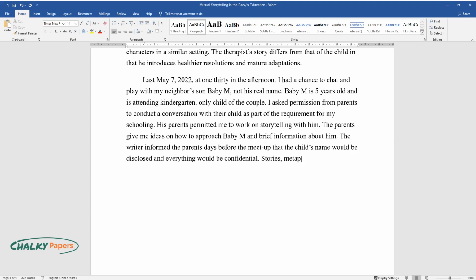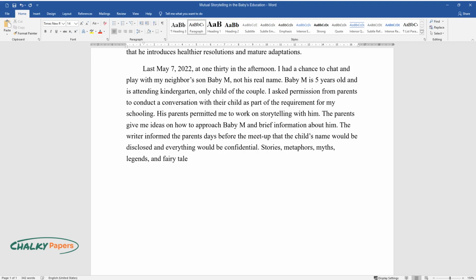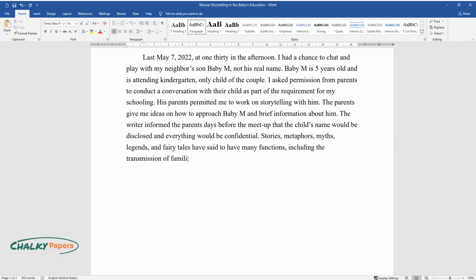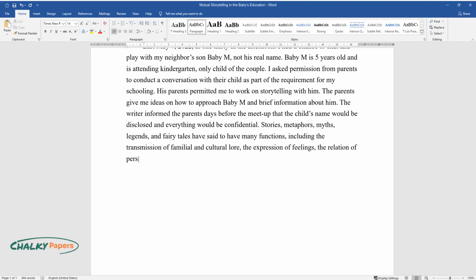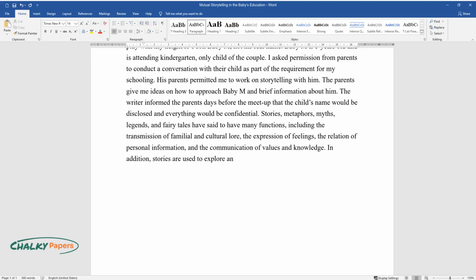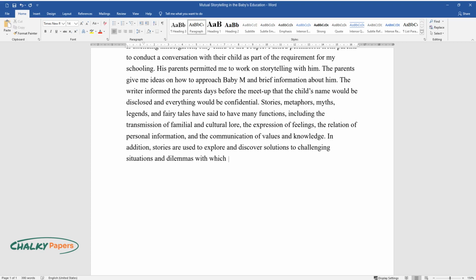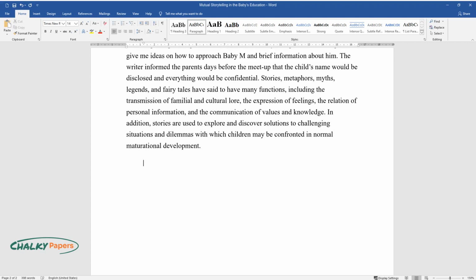confidential. Stories, metaphors, myths, legends, and fairy tales are said to have many functions, including the transmission of familial and cultural lore, the expression of feelings, the relation of personal information, and the communication of values and knowledge. In addition, stories are used to explore and discover solutions to challenging situations and dilemmas with which children may be confronted in normal maturational development.